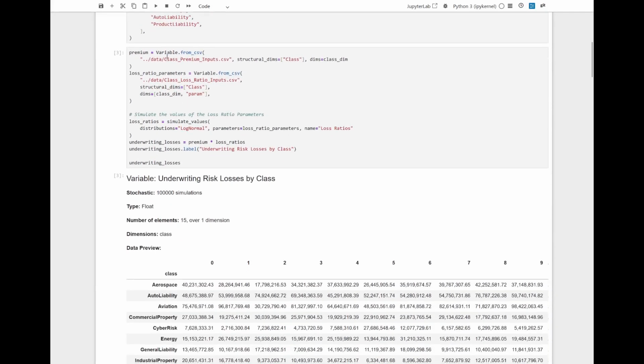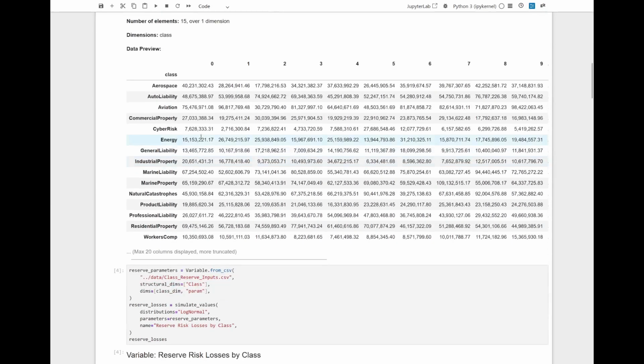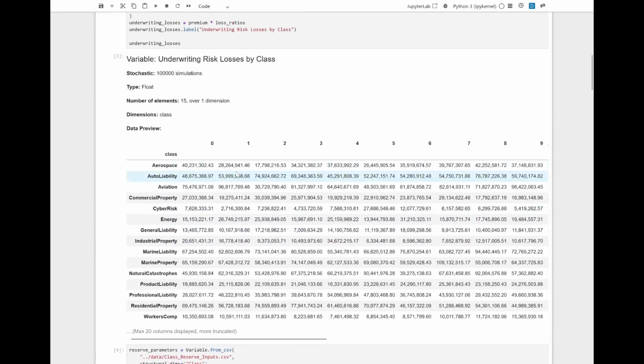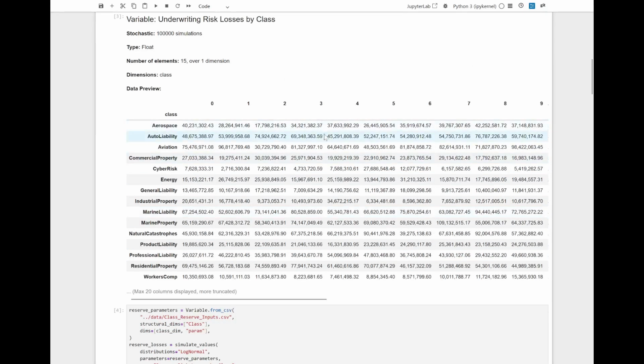And let's start by bringing in some data. So we're going to start by modeling underwriting risk. We bring in some premiums data from a CSV file, some loss ratio parameters from a CSV file, simulating some distributions around those loss ratios using a log normal distribution. We're going to calculate the losses by multiplying the premiums by the loss ratios. We can see here that we've got the underwriting risk losses by class. We've got a dozen or so classes and the 100,000 realizations of each.